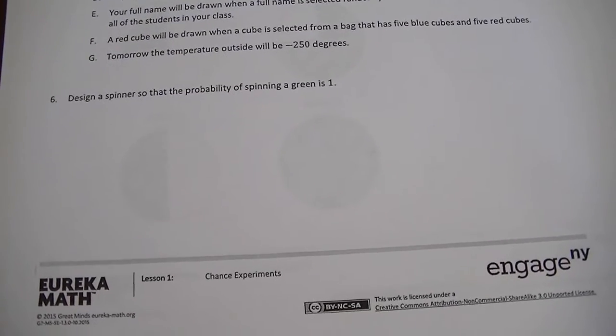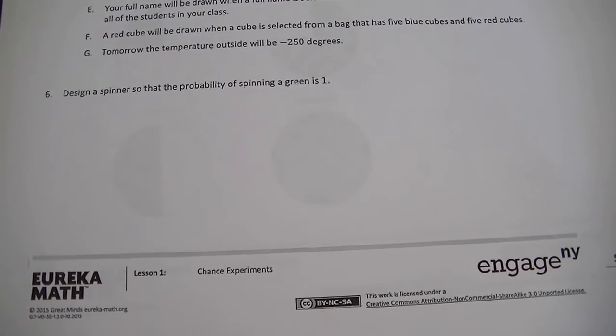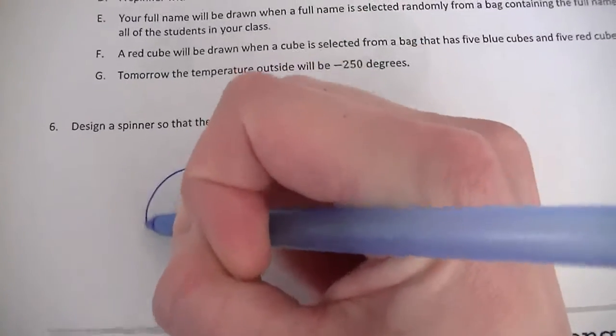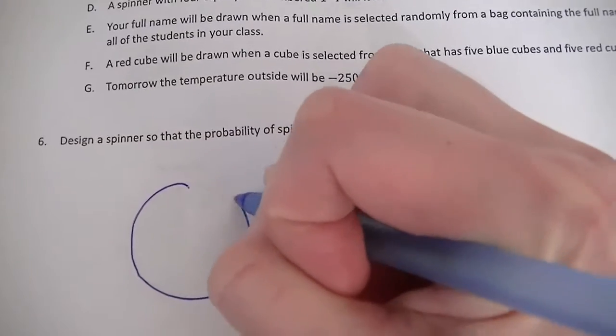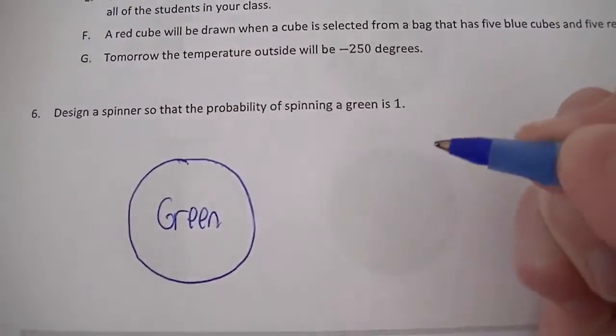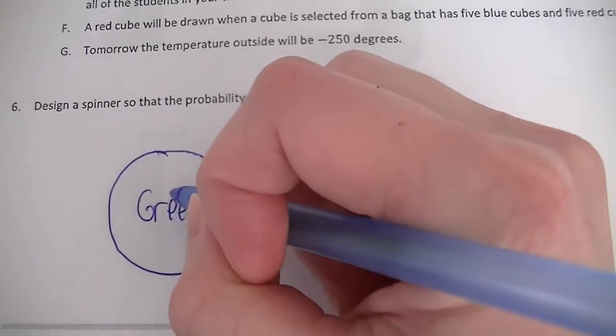Design a spinner so that the probability of spinning a green is 1. So 1, or 100%, would be a certain event. So we know when you land on green, it would certainly happen, like for sure, for sure, for sure. So here's my spinner. I'm just going to make the whole thing green. Okay. And then pretend there's a spinner there.